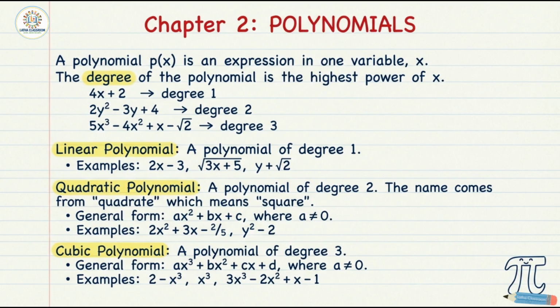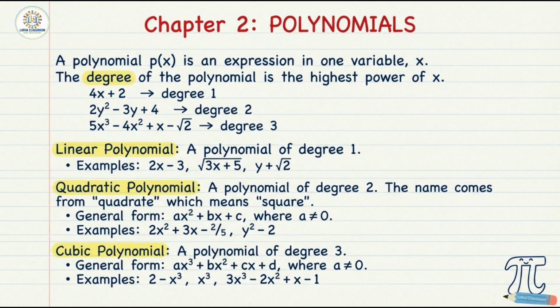It is 1. 2y square minus 3y plus 4. What is the degree of this polynomial? Degree is 2. 5x cubed minus 4x square plus x minus root 2. What is the degree of this polynomial? 3.